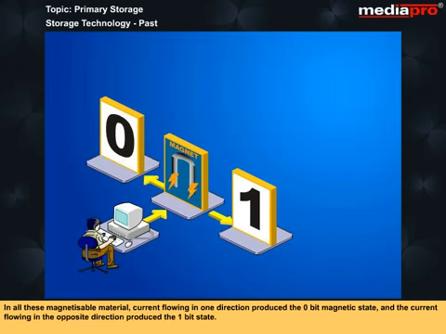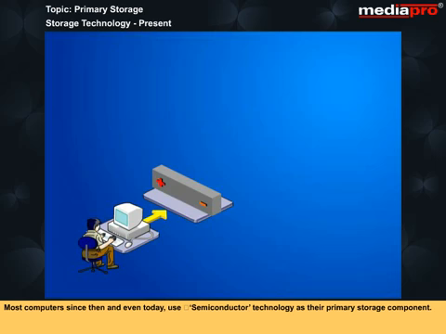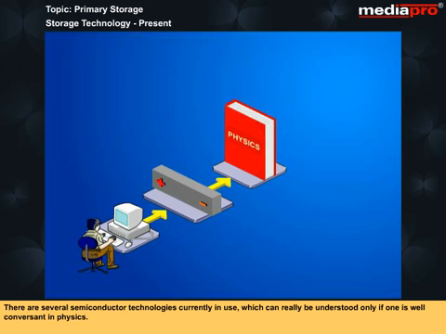In all these magnetizable materials, current flowing in one direction produced the 0-bit magnetic state and the current flowing in the opposite direction produced the 1-bit state. The predominant storage component of today was developed in the mid-70s. Most computers since then and even today use semiconductor technology as their primary storage component. Semiconductor technology uses storage cell elements in the form of tiny integrated circuits packaged with support circuits on chips of silicon.